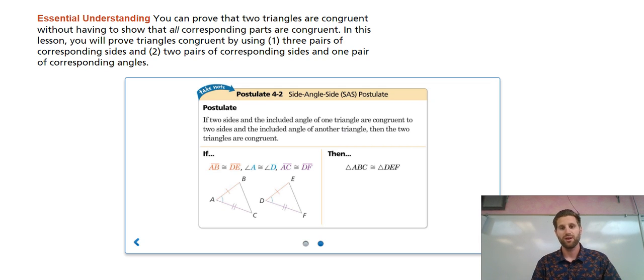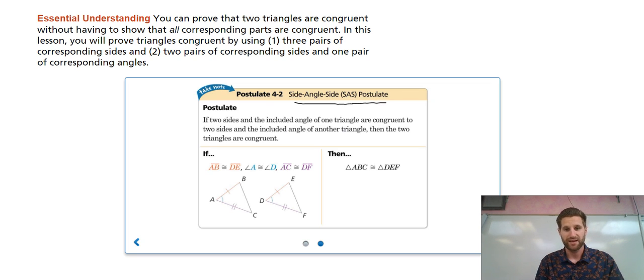So, anyway, as we said, we're talking about proving triangles congruent. So what we want to do is find a shortcut. Before, I said in class that we're going to have to show 3 angles congruent and 3 sides. Well, we have a couple shortcuts. And our first shortcut is side angle side postulate. So side angle side postulate is a pretty cool postulate.